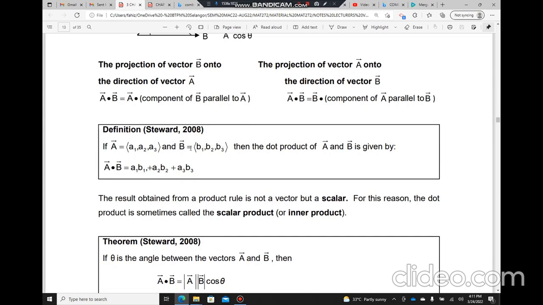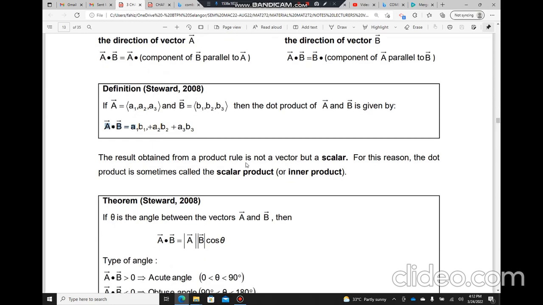this one is three-dimensional, then the dot product of A and B is given by A dot B equals A1 B1 plus A2 B2 plus A3 B3. Okay, so to understand it better, we can use this formula. It means for A dot B, we take component A1 times B1, and then plus A2 times B2, then plus A3 times B3. So we will get just one scalar value. We only get one value.